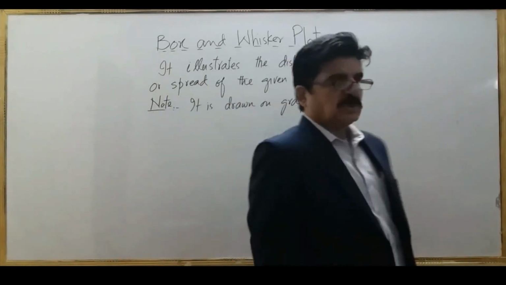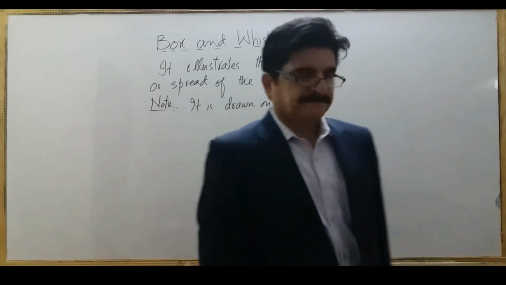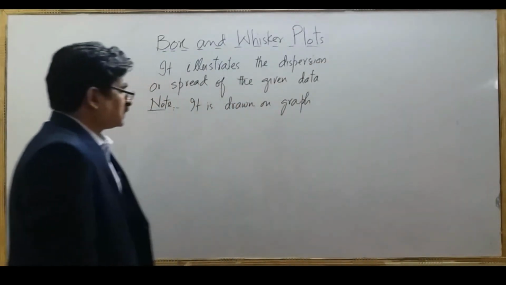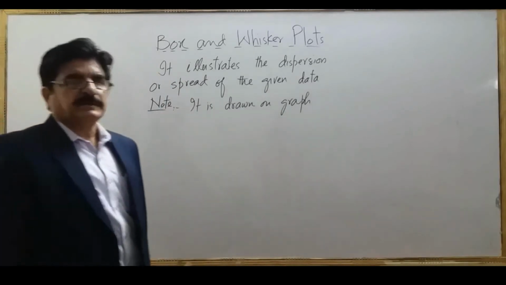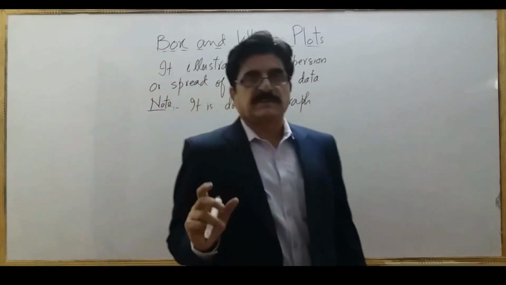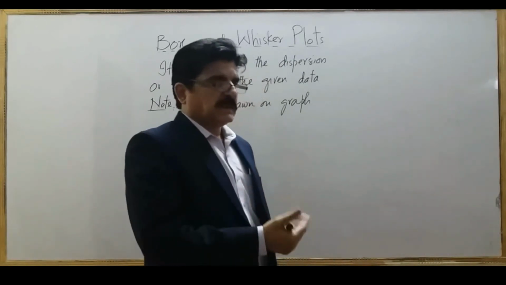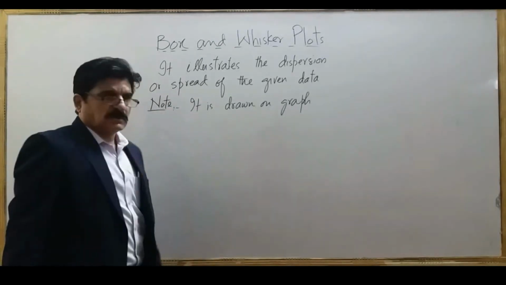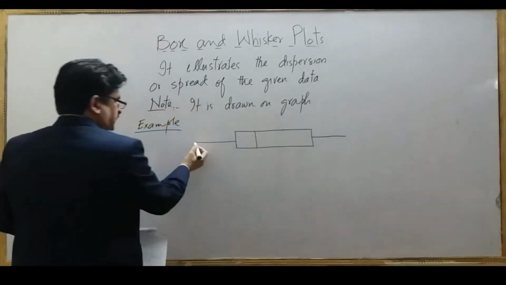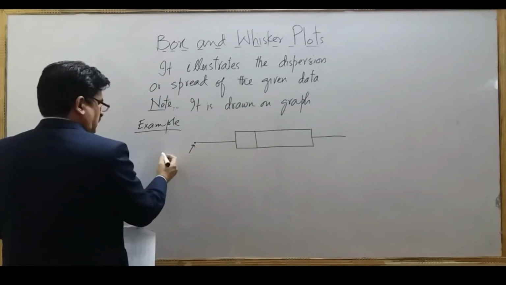Okay, our next concept is box and whisker plots. This is also a method or way to represent data. Basically, it illustrates the dispersion or spread of a given data. You will see in the examples. Note that it is drawn on a graph paper. Now it starts from this value, which is the minimum value of the data.